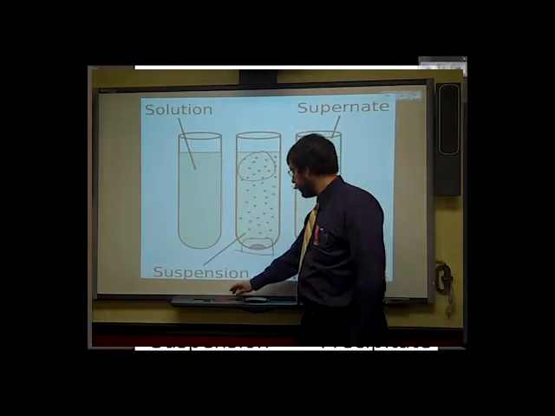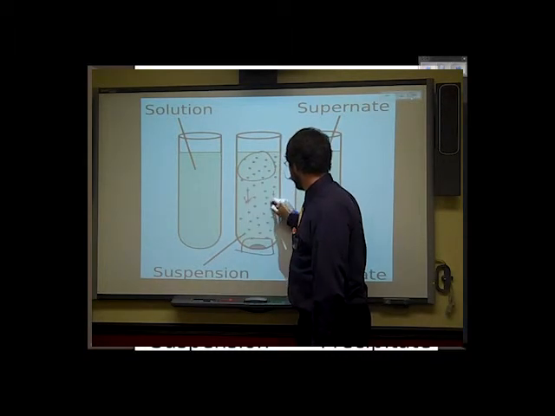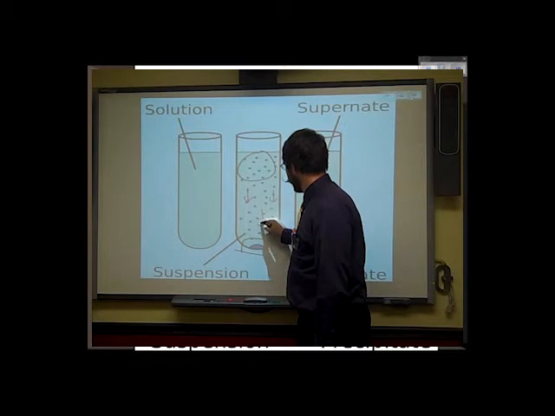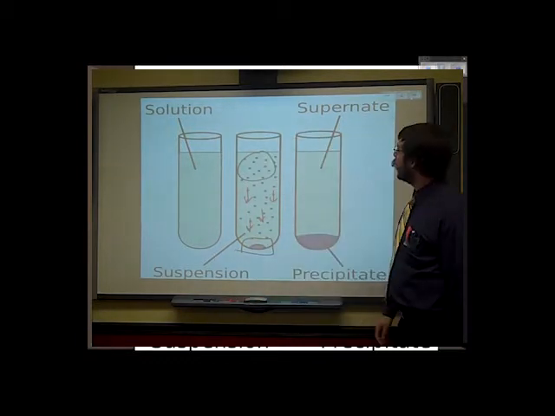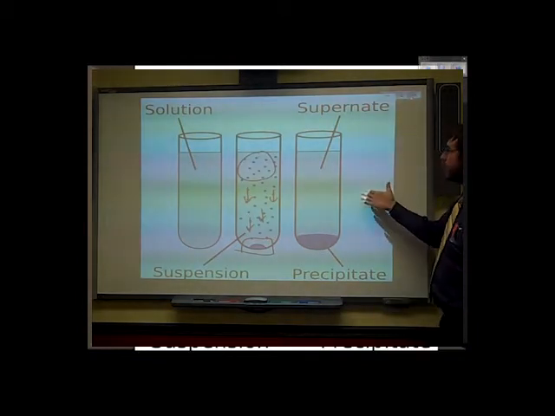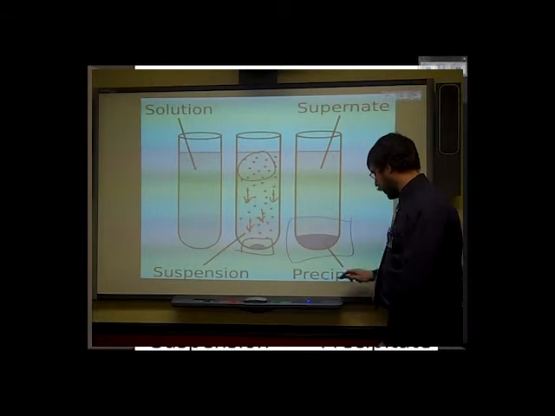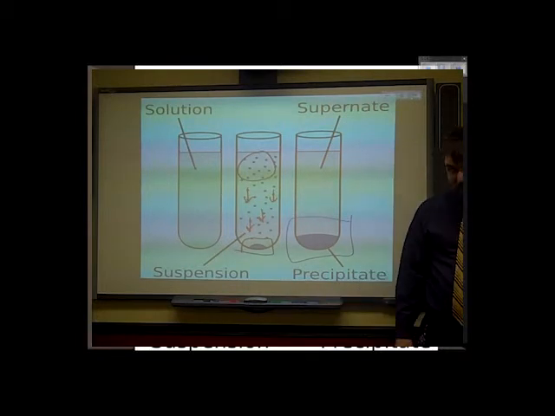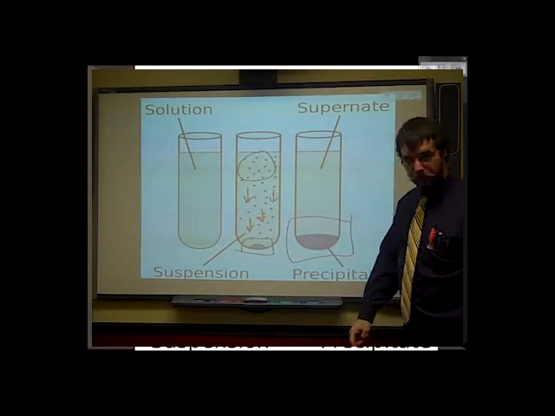Now, eventually, these particles are all going to settle down to the bottom. That's where they're going because, you know, gravity is a thing. So there they go. They're going down. And eventually, your water column will look like the third one over here. So you can see all the sediment is down here at the bottom. That's then called the precipitate, right? Because it precipitated out of the solution.